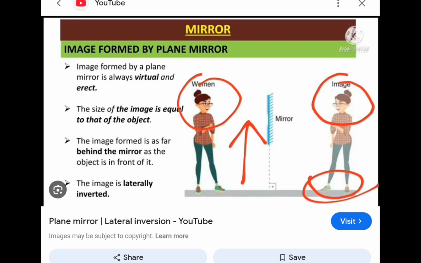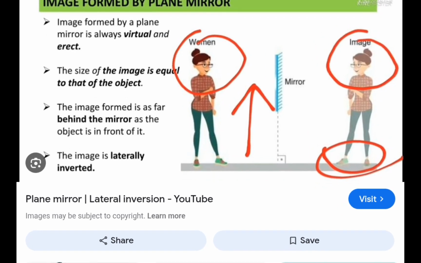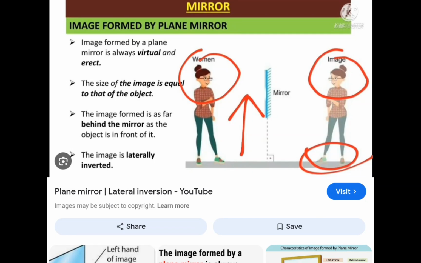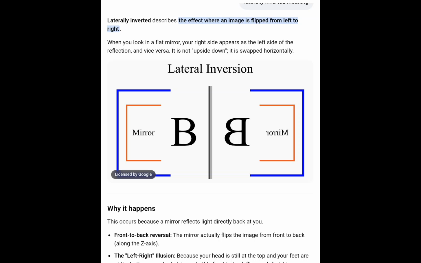Only little bit changes are there. Side of the image found, side of the mirror. Fourth point, laterally inverted. I will explain you what is the meaning of laterally inverted. Okay friends, see this picture, observe it carefully and understand and remember.